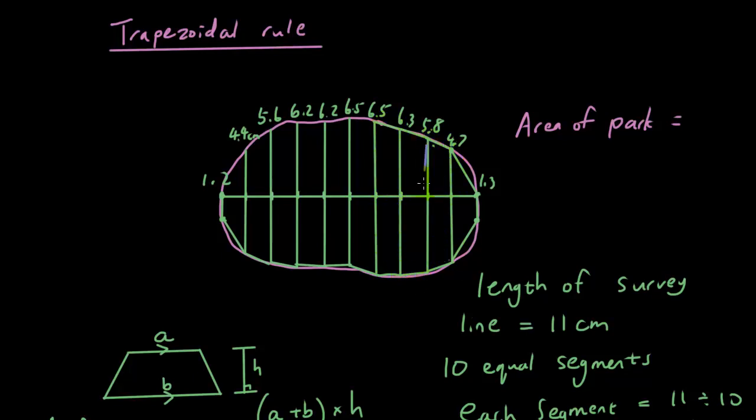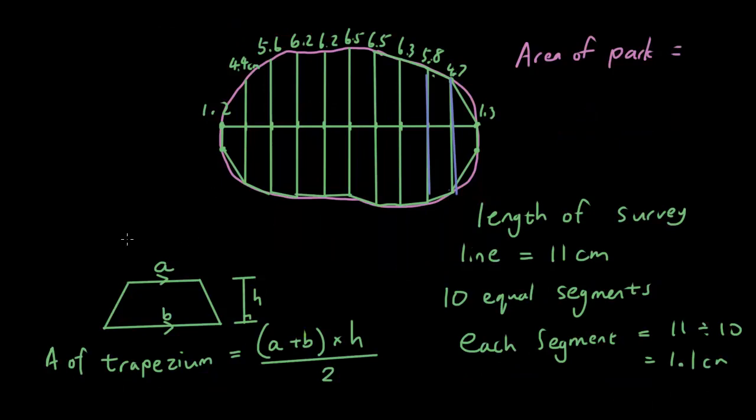Why are they trapeziums? Because all of these straight offsets are parallel to each other. They are all at right angles to the survey line. So because we have all of these trapeziums, we can now use the formula for the area of a trapezium to approximate the area of the shape. Just let me finish drawing the trapeziums. Okay, so how do we use this formula?